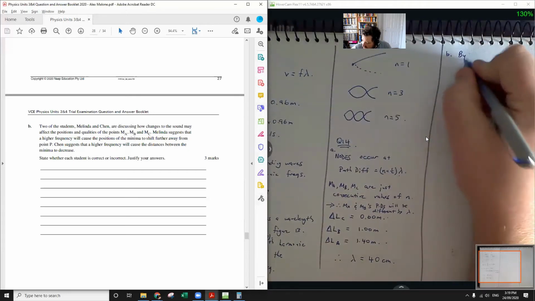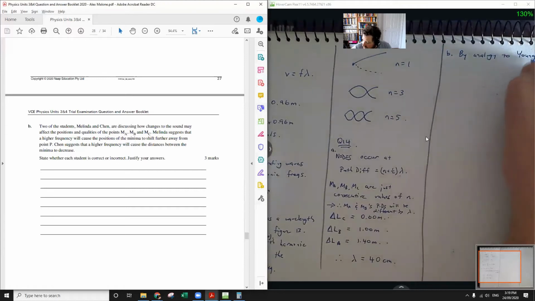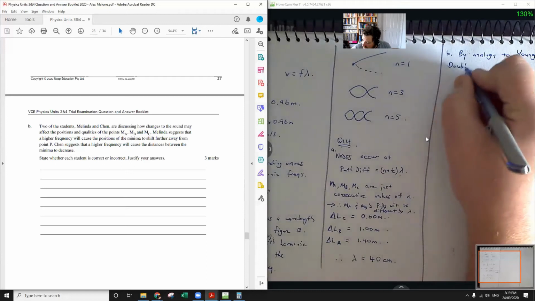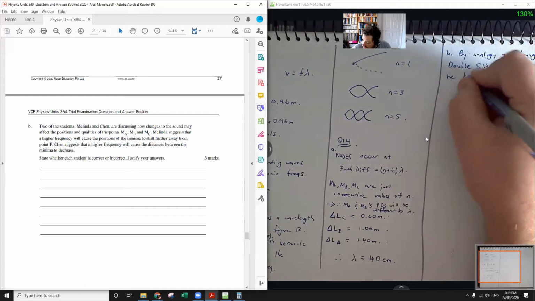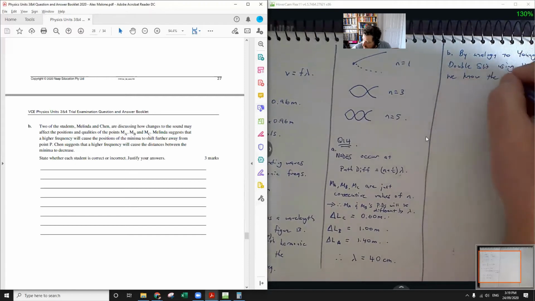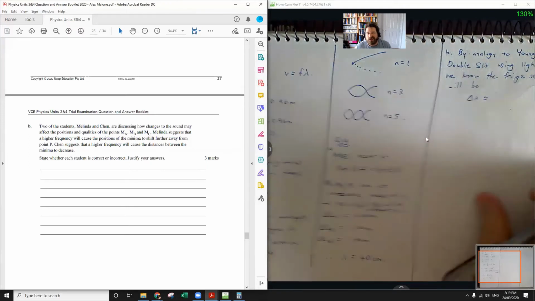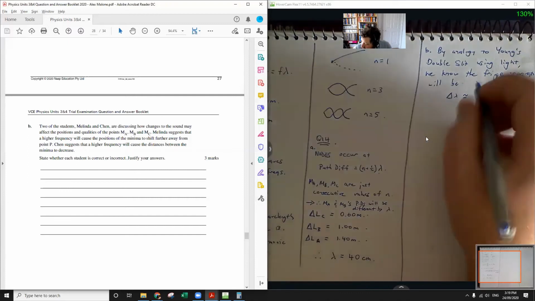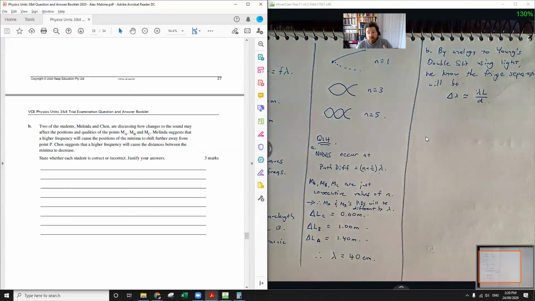by analogy to Young's double slit, using light, we know that the fringe separation will be, and because we're using an analogy here, let's call it an approximate. It really is an approximate anyway. So it is going to be lambda L on D. Right. So this is just one way of answering this question.